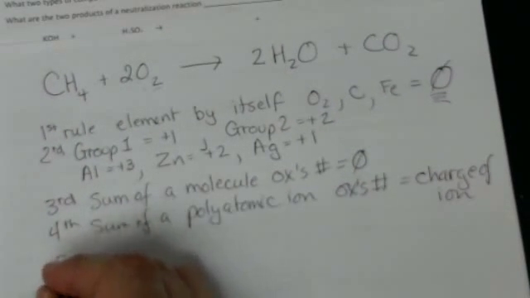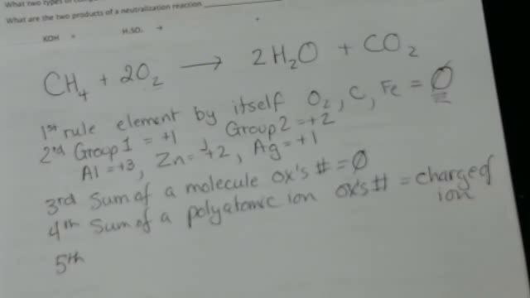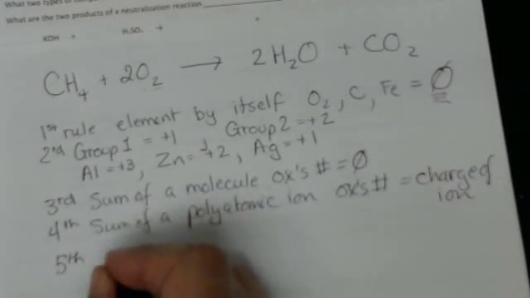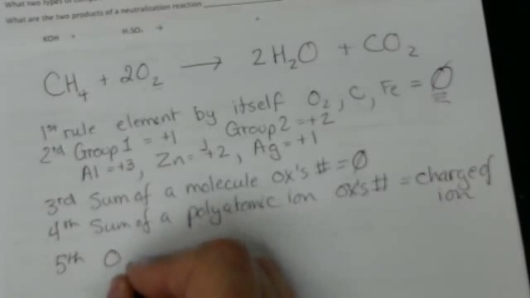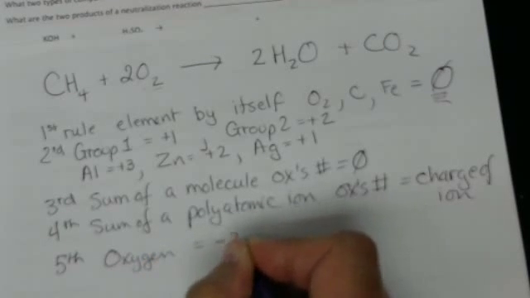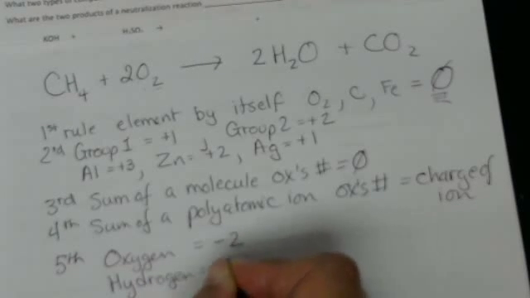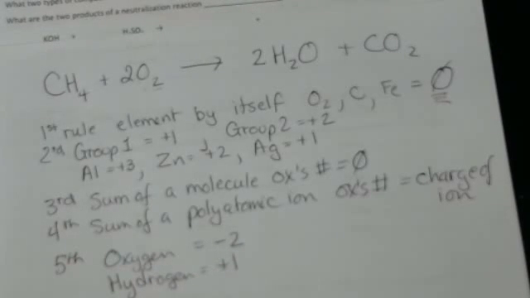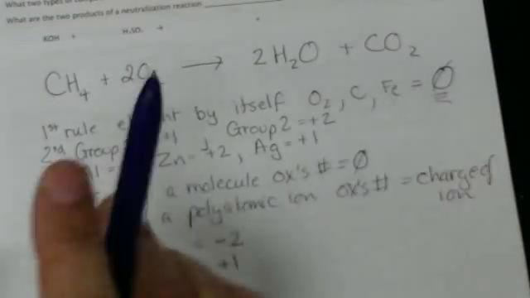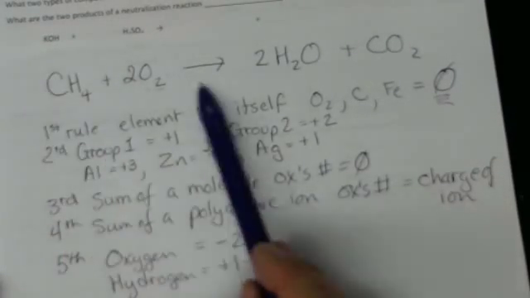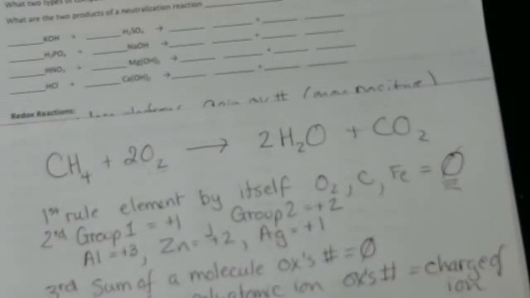All right, fifth, and I write these in different orders. There's no real number associated with it. You just need to know all these different rules. Oxygen in its normal state is -2. And let's go ahead and throw in hydrogen in its normal state is +1. I may remember some more rules as we're going along, but these are really good to get you started. And so let's go back to our equation and let's see what we can get.